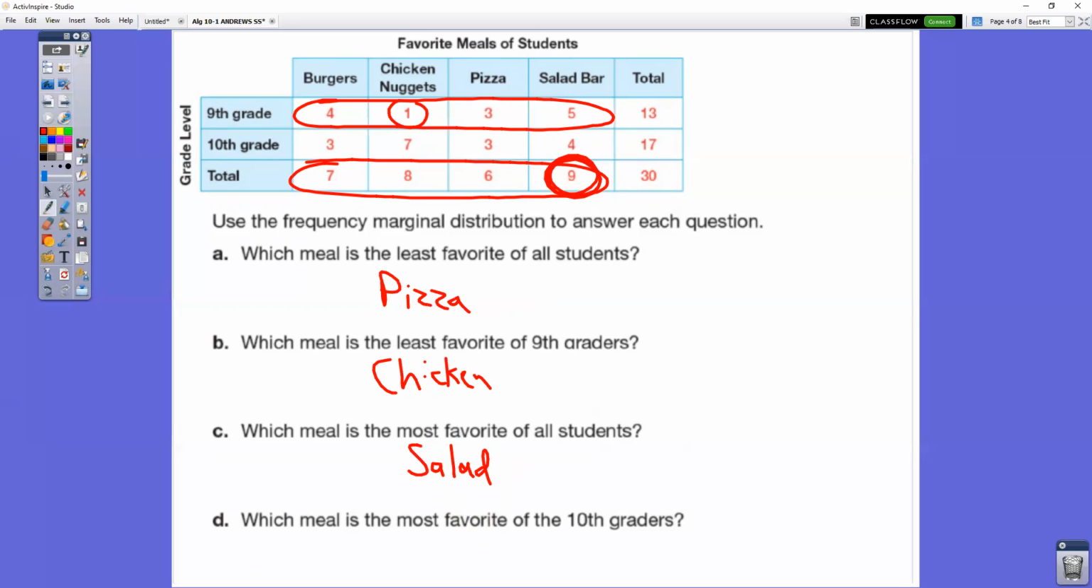Which meal is the most favorite of the 10th graders? So looking at the 10th graders, we're looking at this group right here in the blue. The most favorite would be the highest number. That would be the chicken nuggets. Questions on those? And you're going to have questions all throughout the chapter that try and ask you one specific thing about your data.